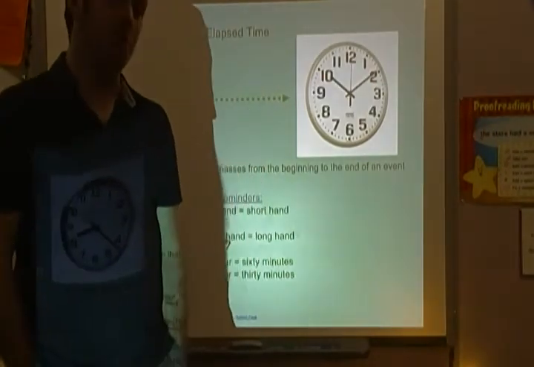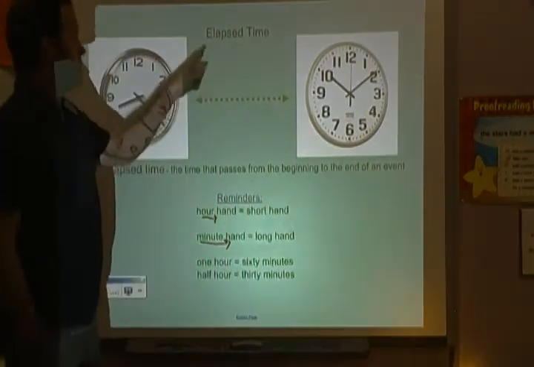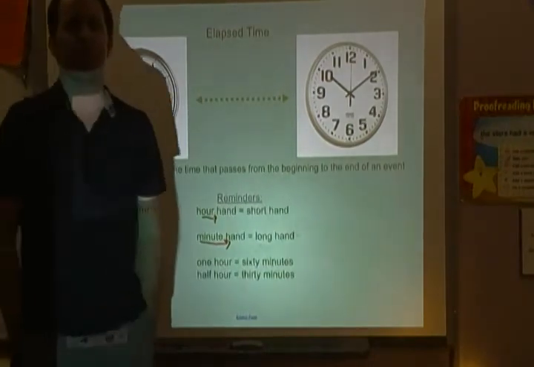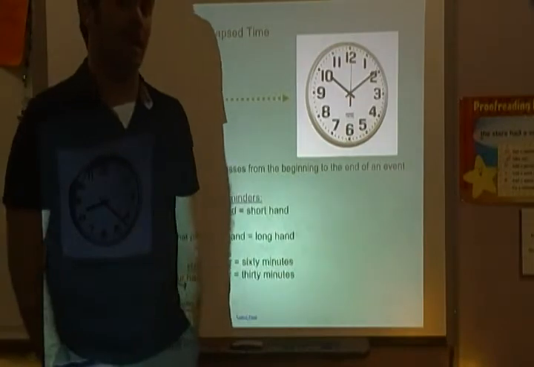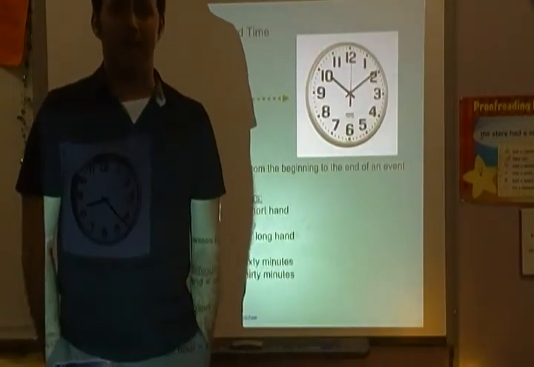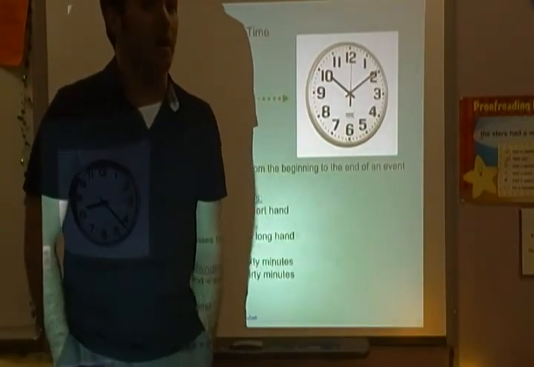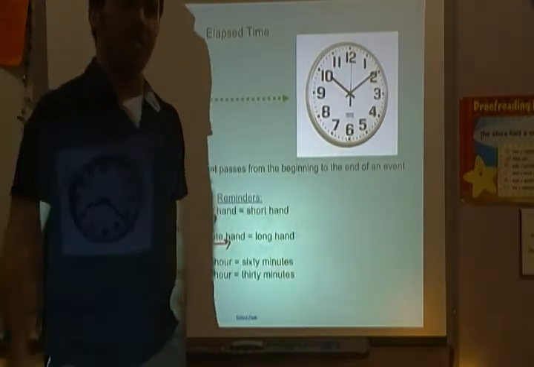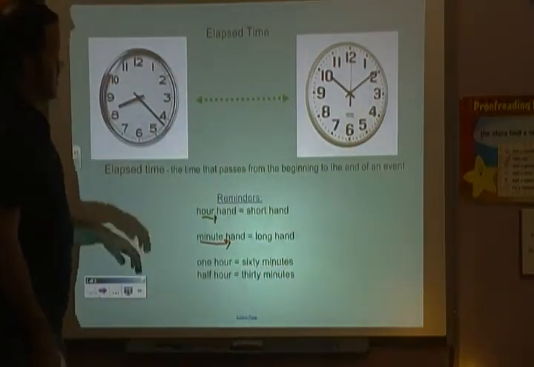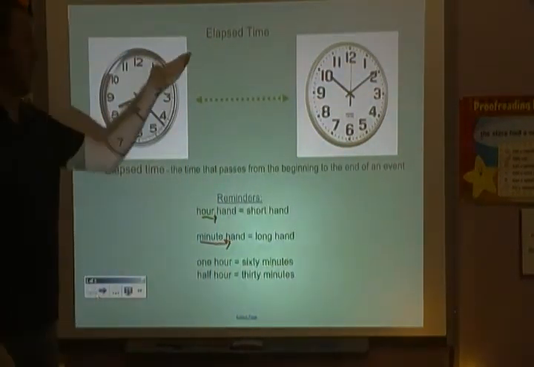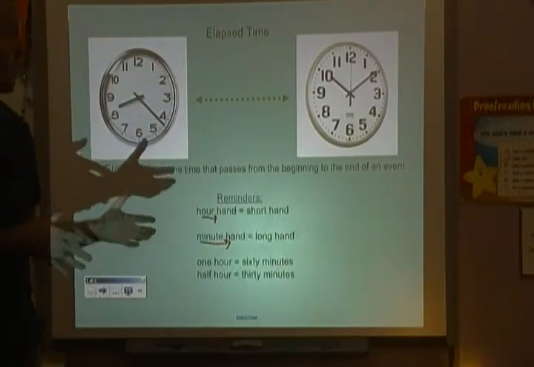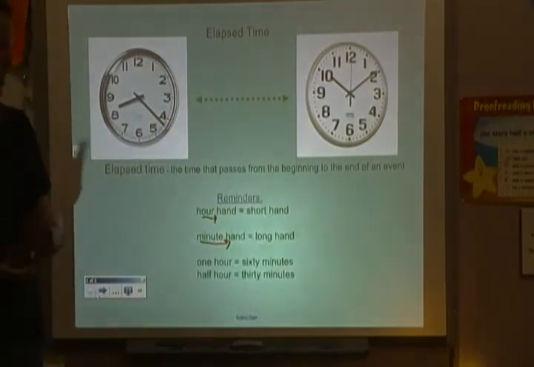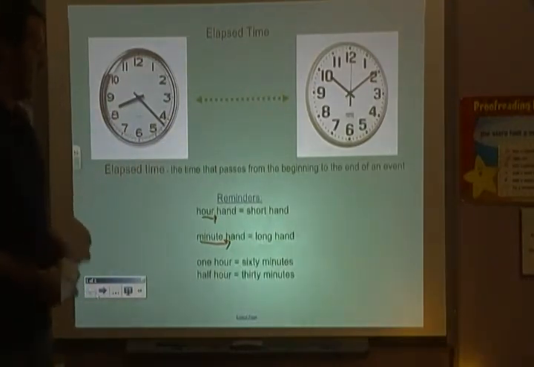This is part 2 for the elapsed time lesson. In the first lesson, I showed you a strategy of using a timeline. Today, I want to show you a strategy that mixes the timeline in with some addition or subtraction. So we're going to elapse time. What is it? The time that passes from the beginning to the end of an event. So from start to finish of an event.